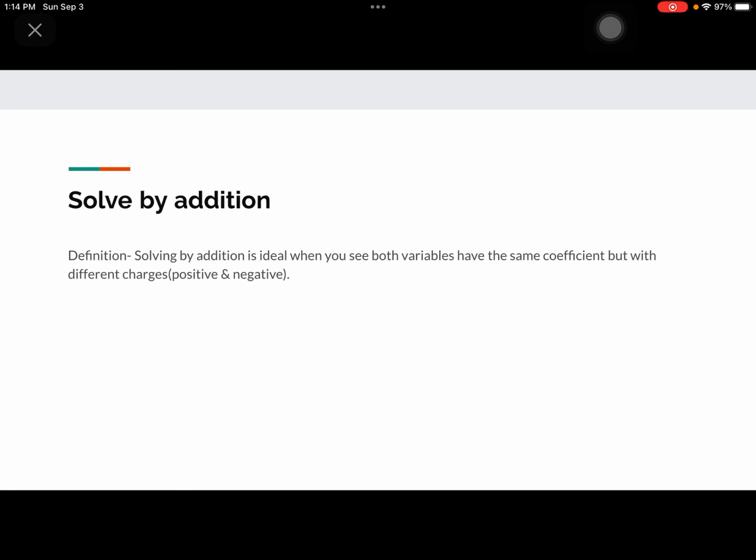All right, so the second way we could do it is by addition. So addition is ideal when you could identify that both variables have the same coefficient. I mean, like the last example, we had 2x, 2x. But they have different charges, so one of them might have a positive before the 2, and the other might have a negative in front of the 2.